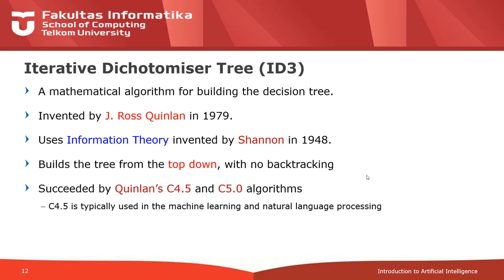One algorithm to learn a decision tree is called Iterative Dichotomizer Tree, or ID tree. This algorithm is based on a mathematical formula. It was invented by Ross Quinlan, and it uses information theory invented by Shannon. So we will have to learn more about the formulas of information theory, which we will also discuss in this course before running the algorithm itself.